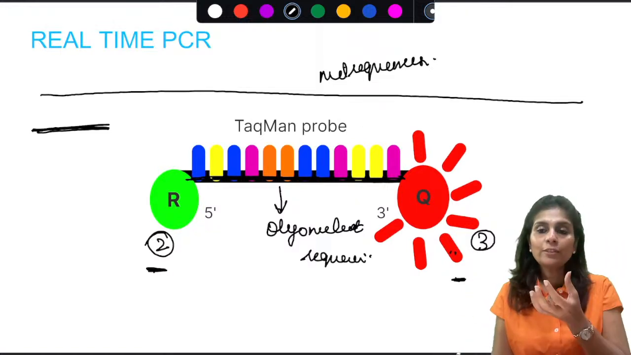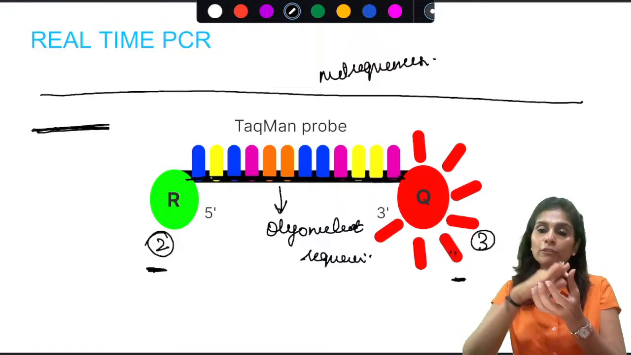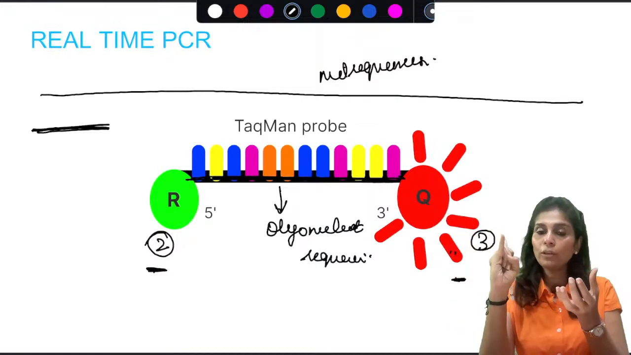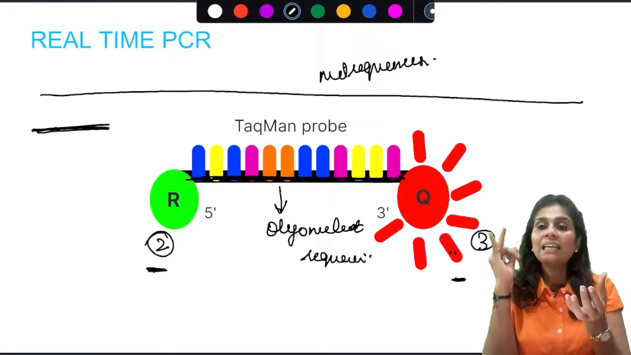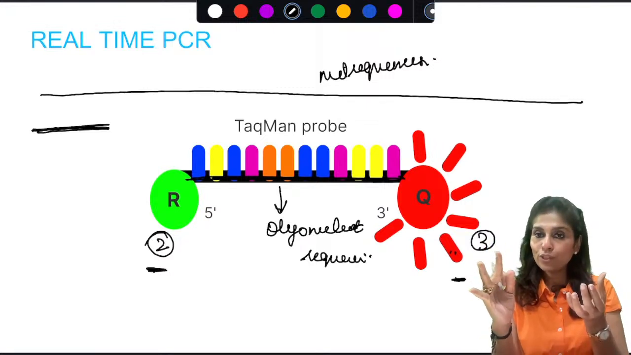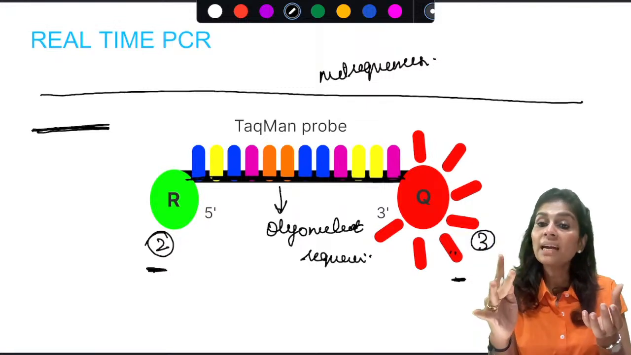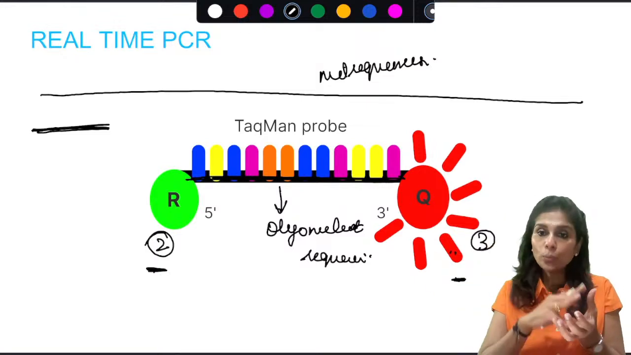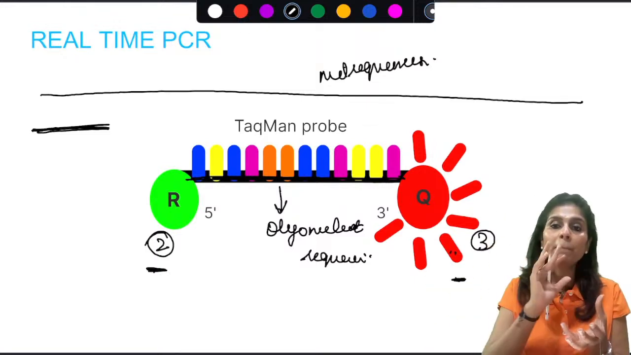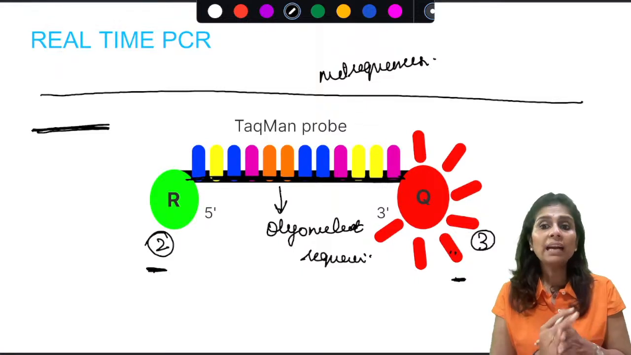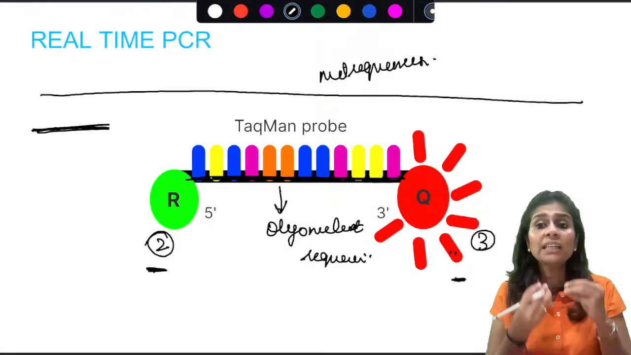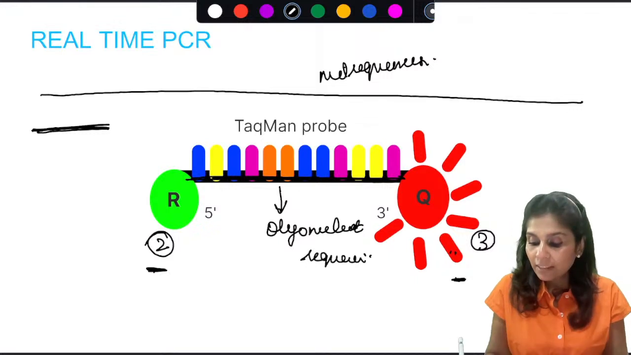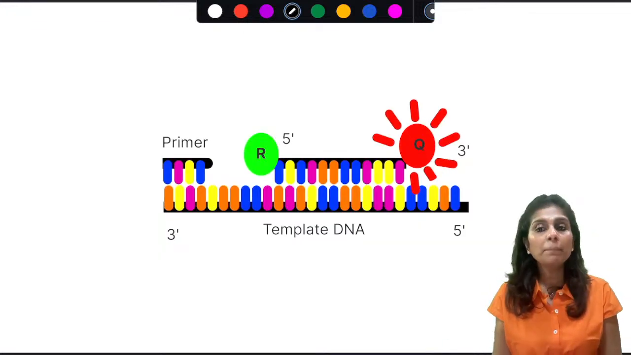So you take a tube, you add all the requirements of PCR. What are the requirements of PCR? Taq DNA polymerase, primers, deoxynucleotide triphosphates, magnesium or manganese to act as a catalyst, buffer. Along with that, you also add this TaqMan probe. Okay. And if the sample has got SARS-CoV-2 nucleic acid, this is how everything will go, unhybridized.